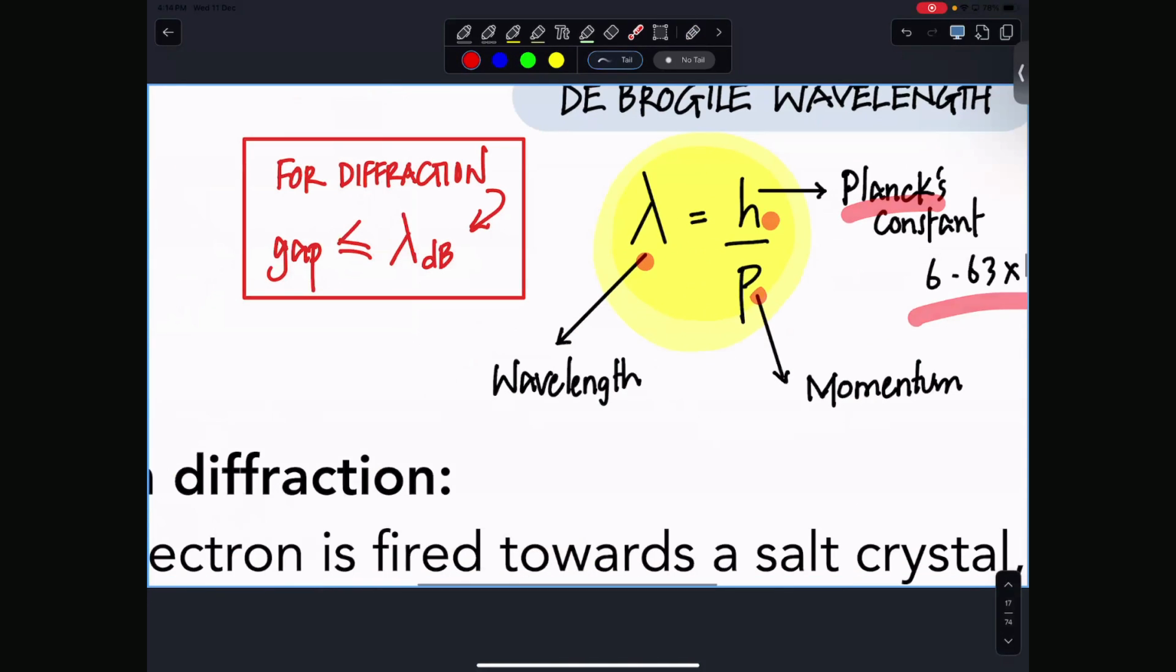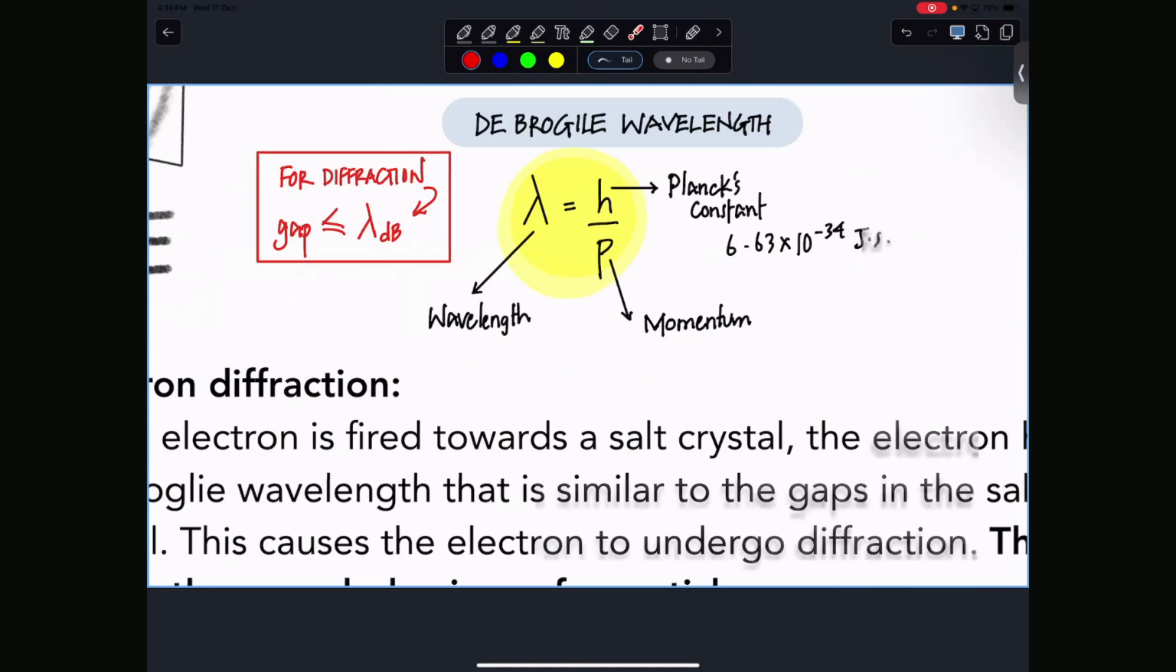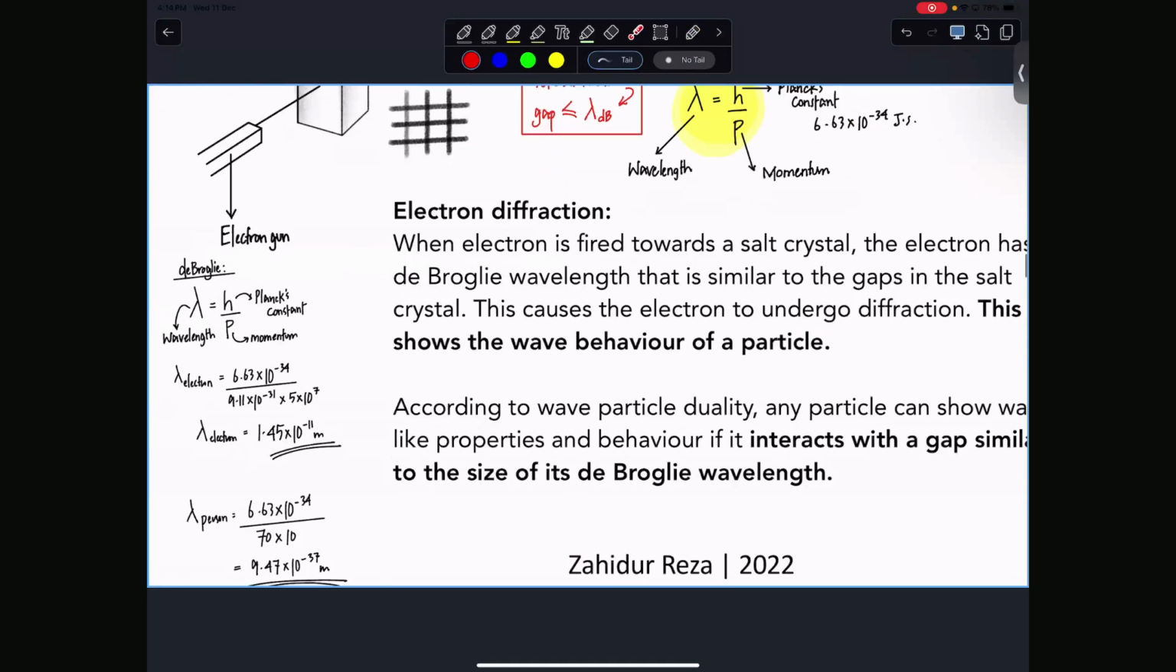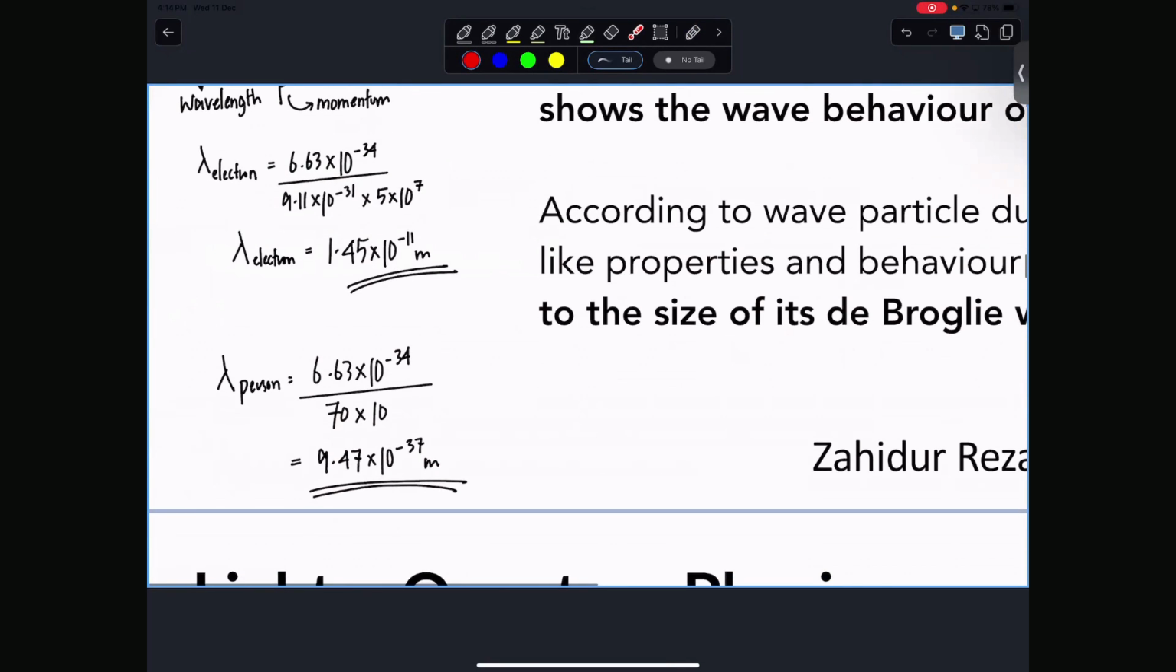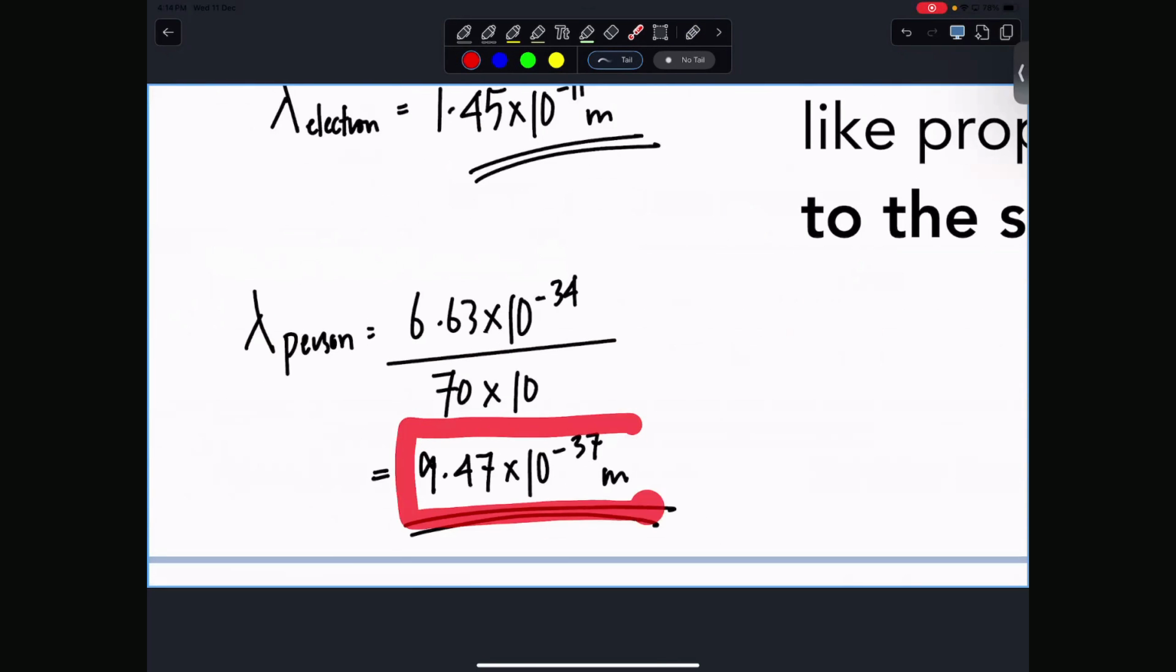And for diffraction to take place, your gap has to be either equal to or what than the wavelength? Less than the wavelength, right? And that's when we found that if you try to find the wavelength needed for a person to diffract, the gap that you need doesn't exist in the universe. So that's the reason why a person won't be able to diffract.